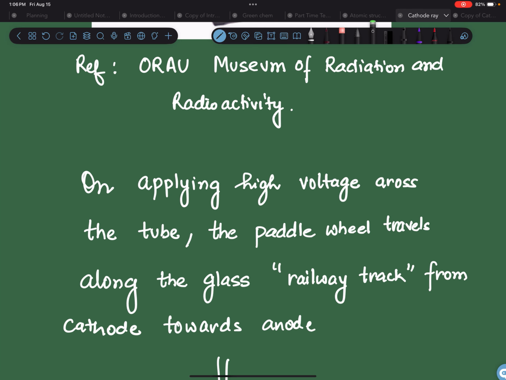In the next video, we will talk about the discovery of the electron, because this whole thing paved the pathway for the discovery of the electron by Sir J.J. Thomson. I hope this clears up the history or the thought process behind the discovery of the electron.